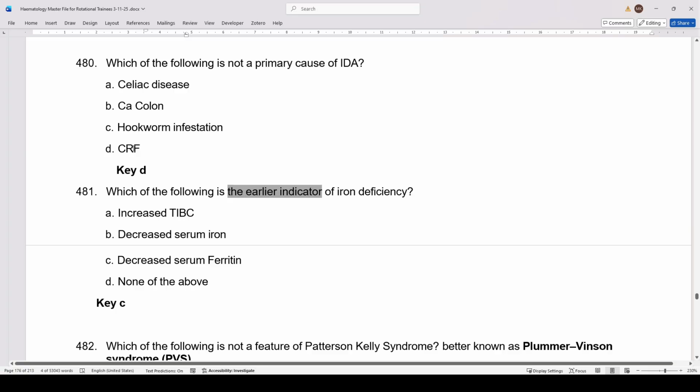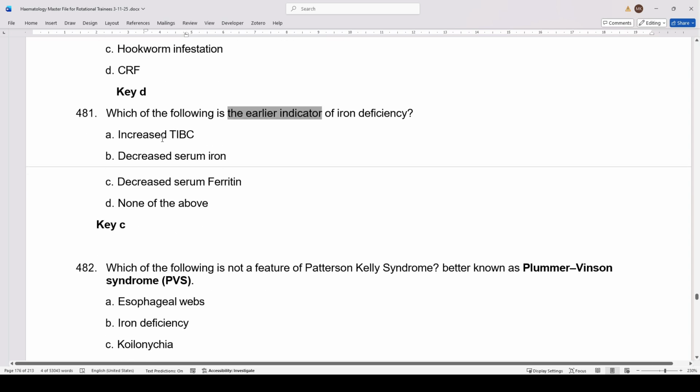Next, which of the following is not a primary cause of IDA? Okay, so CRF. Chronic renal failure is not a primary cause, because in chronic renal failure there is decreased production of EPO, and because of that there is reduced EPO, and there will be a deficiency of iron. The patient will have microcytic hypochromic anemia. So this is not a primary cause. Which of the following is the earlier indicator of iron deficiency anemia?